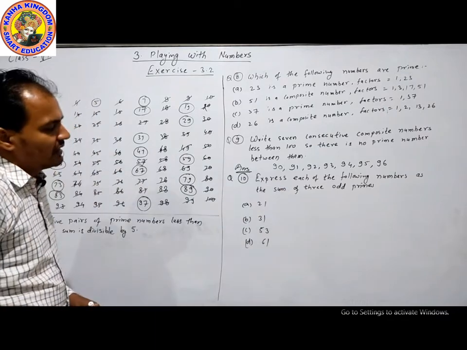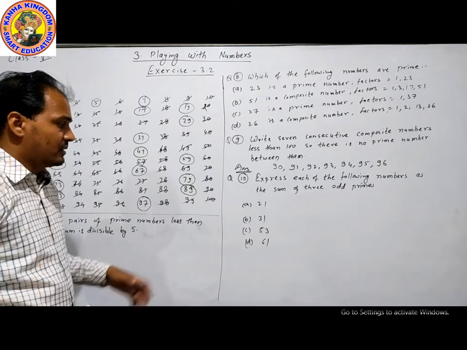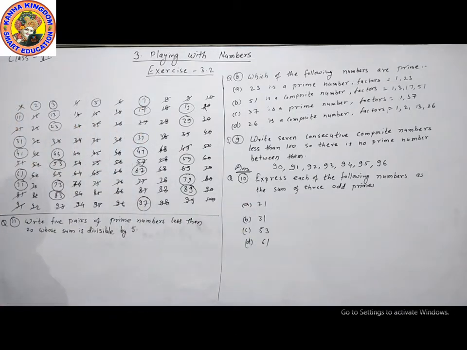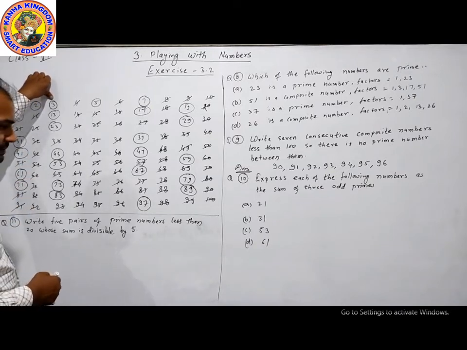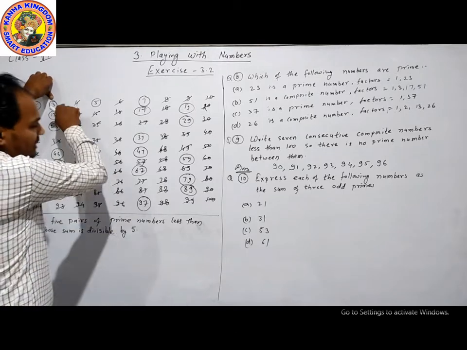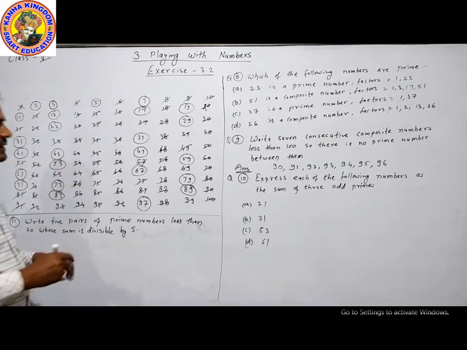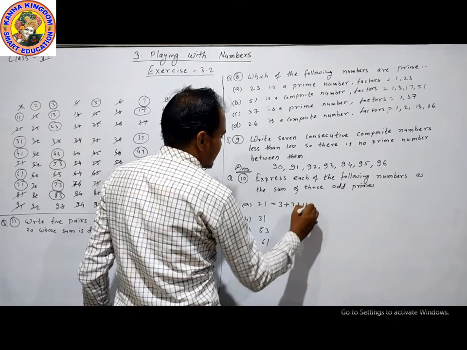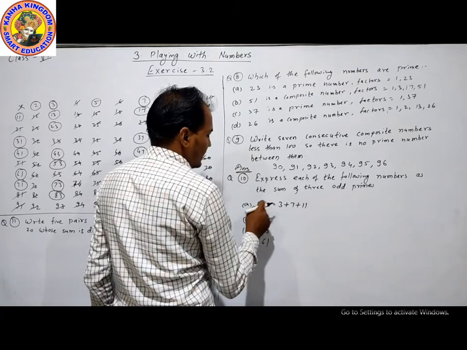Express each of the following numbers as the sum of three odd prime numbers. 21 will be made by 3 odd prime numbers. We will take 3. After taking 3, this is 18. By whom can I make 18? 11 and 7. So 3 plus 7 plus 11. 3 plus 7 is 10, 10 plus 11 is 21.